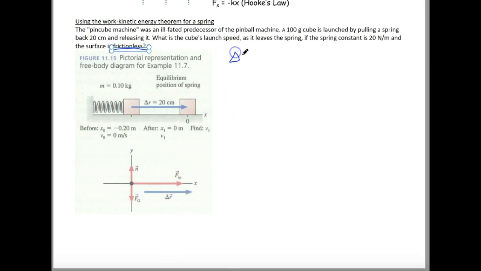We know that the change in energy here is only kinetic. So we've got a change in kinetic energy that's equal to 1/2 mv1 squared, because we're looking for v1 minus 0, and that is the work done by the spring. We also know that the force of the spring times x is equal to negative k delta x.